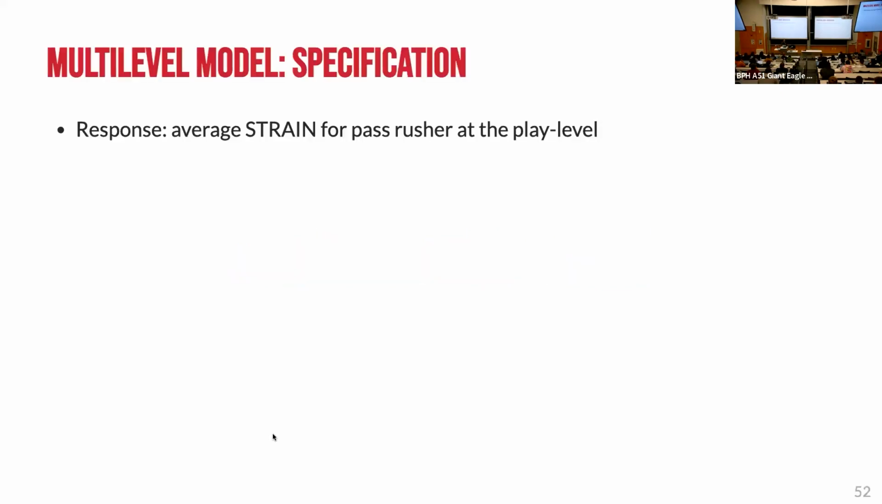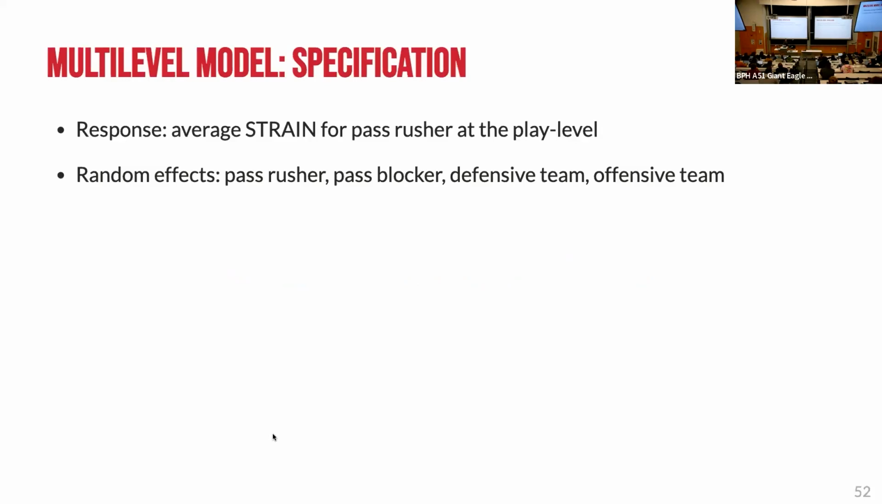Okay. So what are we doing here? We want to predict the average strain for the pass rush at the play level. That's going to be our response variable here. We also control for the following random effects: the pass rusher, pass blocker, defensive team, and offensive team.